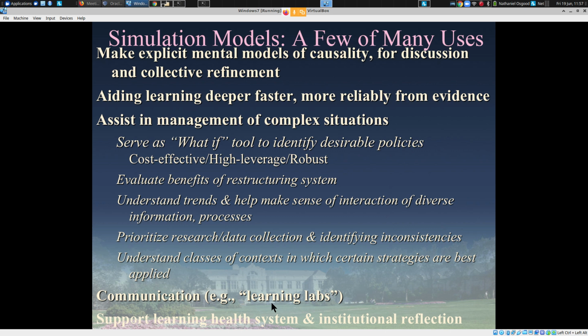Communication. They can serve as learning labs and communicate with communities or other stakeholders. And perhaps most basically, they can support a learning health system and institutional reflection.